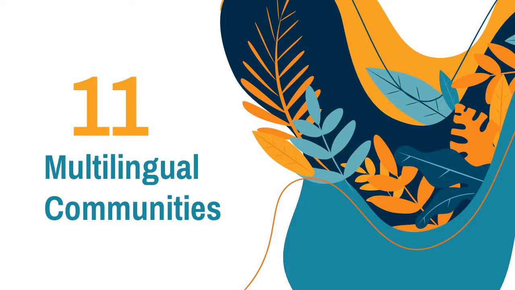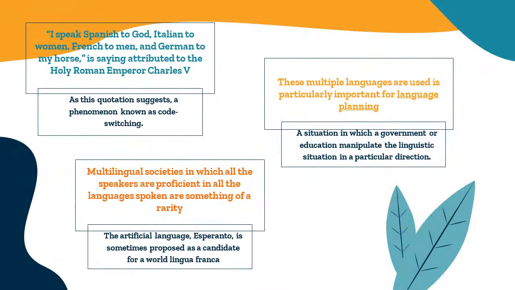Part 11. Multilingual Communities. I speak Spanish to God, Italian to women, French to men, and German to my horse, is a saying attributed to the Holy Roman Emperor Charles V. As this quotation suggests, there is a phenomenon known as code switching. Code switching is a change of social situation leading to a change in the actual language spoken.